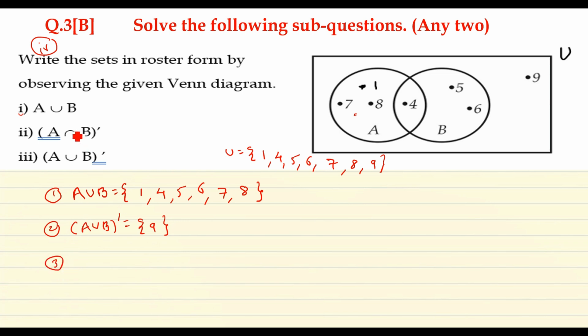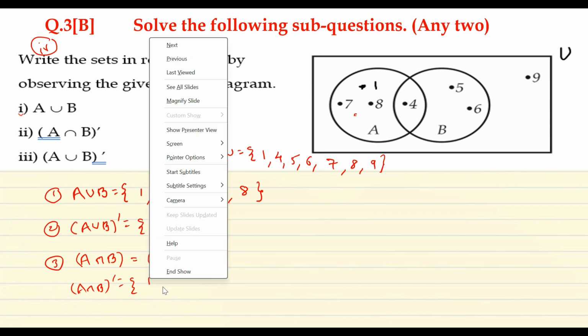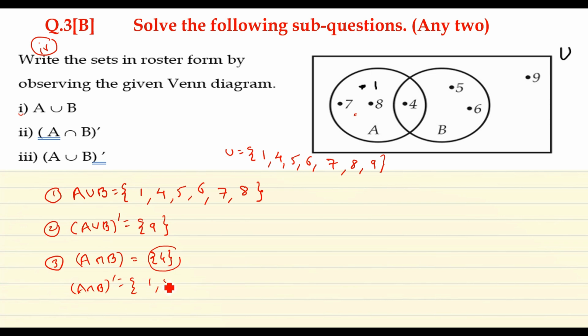Now the third is what? A intersection B complement. To get A intersection B complement, first you will find A intersection B, and A intersection B is 4. Therefore its complement means you have to skip the 4 and write all the other numbers. That is what you will get: 1, then 5, then 6, then we have a 7, then we have an 8, and we have a 9. This is what we call A intersection B complement.